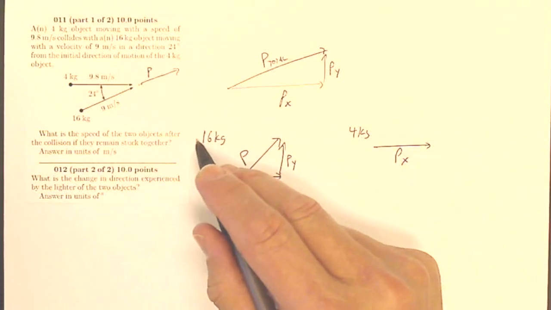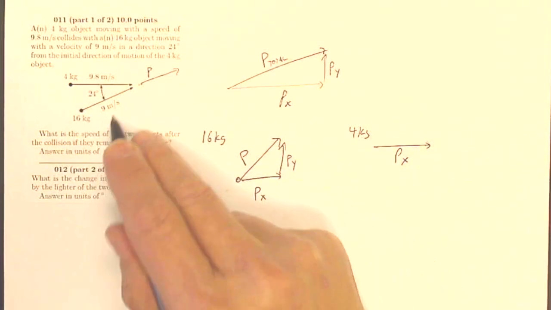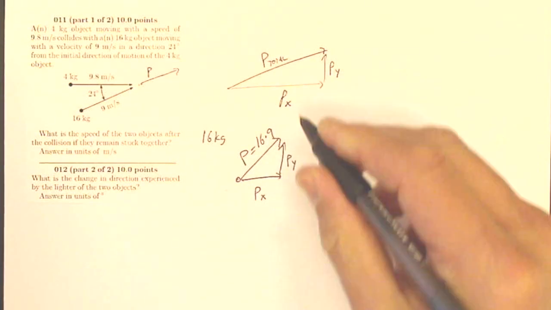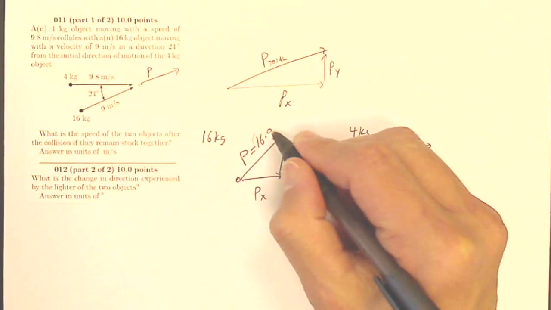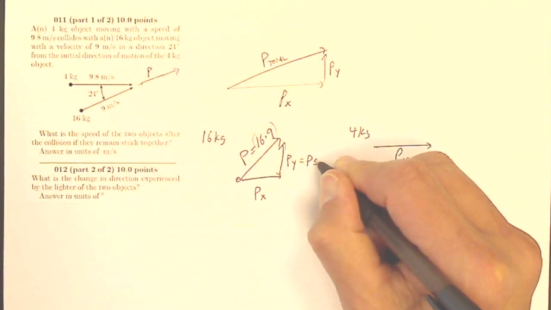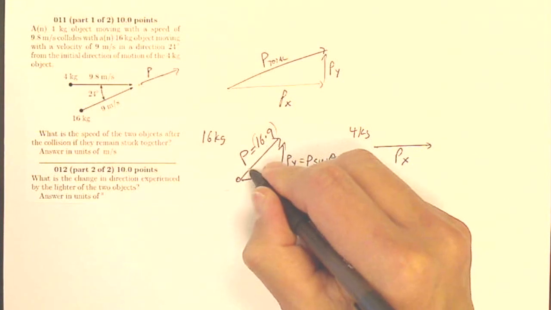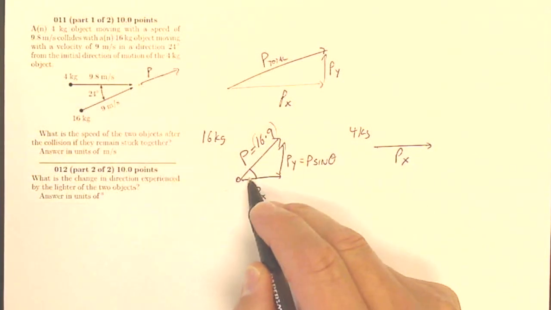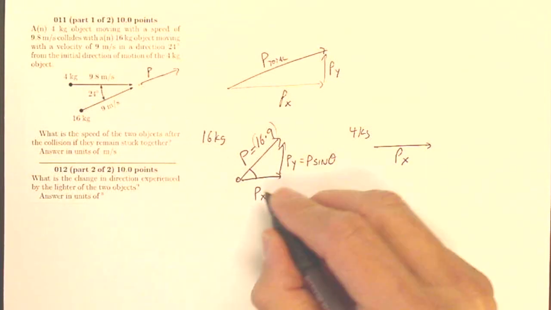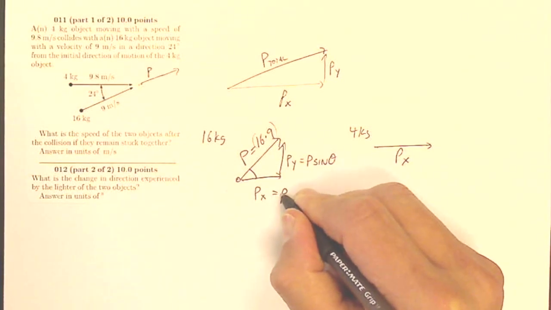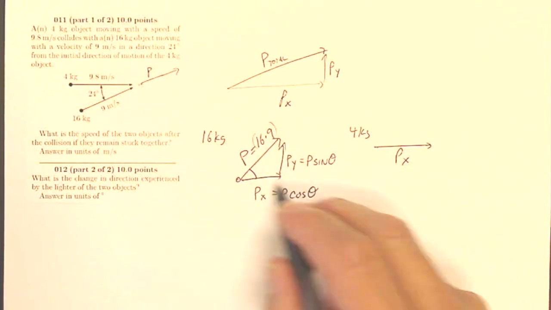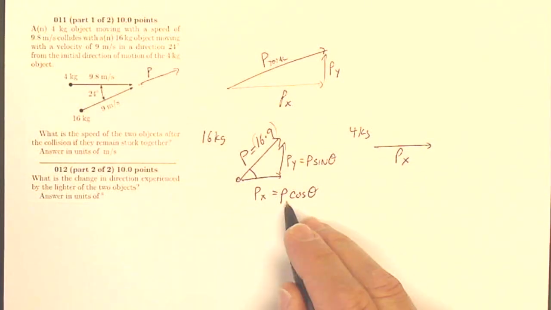So let's see what this one is. This is 16 kilograms moving at 9 meters per second, so this momentum is 16 times 9. This one is going to be whatever 16 times 9 is, times the sine of theta. And they give you theta. Well, if that's 24, this is also 24, so that theta is going to be the same as this. This one is going to be the momentum times the cosine of theta. So it would be 16 times 9 times the cosine of 24 that will give me my momentum in the x direction.